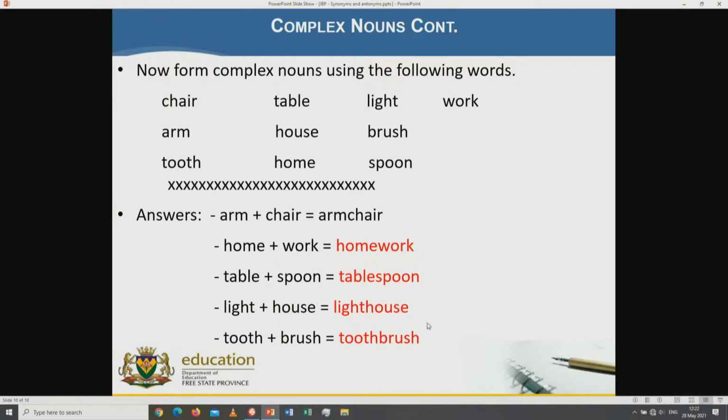Now can you think of other words, besides the ones projected on the screen, that we can use to form a compound noun? Can you think of other words? Talk to your peer. Yes, there are a number of words that we can use to form compound nouns.